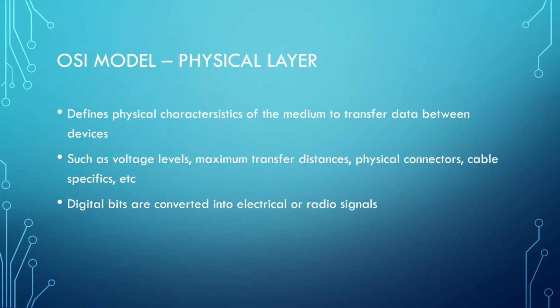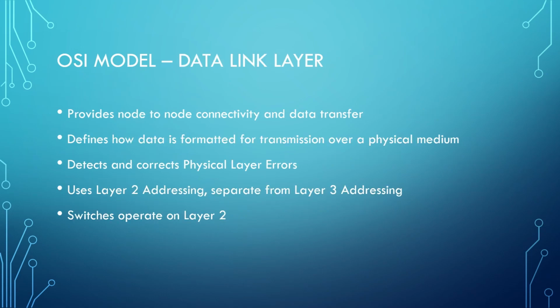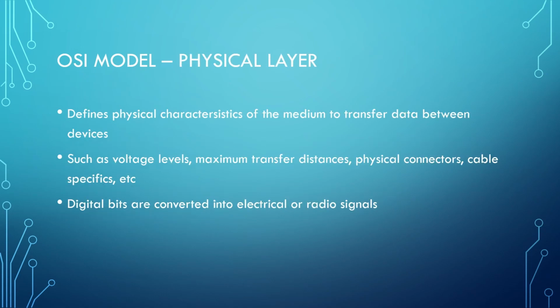The physical layer defines physical characteristics of the medium to transfer data between devices. This varies between voltage levels, maximum transfer distances, physical connectors, cable specifics, etc., and this is where digital bits are converted into electrical or radio signals.